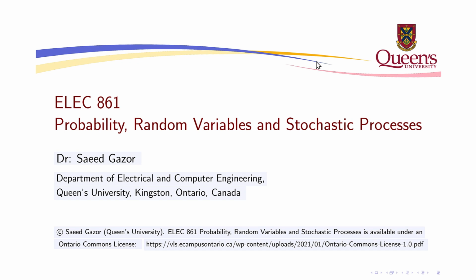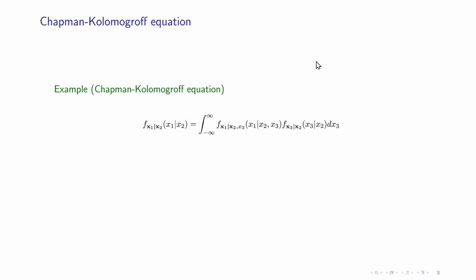This video will continue on conditional densities and conditional expected value. One of the important theorems that you may need to use in some applications is that suppose that in an experiment there are three random variables x1, x2, and x3.